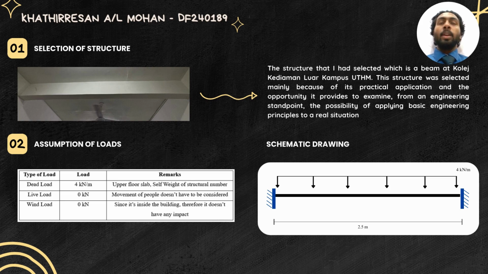Selection of structure. The structure that I had selected is a beam at College Kadiyaman, Luwa campus, UTHM. This structure was selected mainly because of its practical application and the opportunity it provides to examine, from an engineering standpoint, the possibility of applying basic engineering principles to a real-life situation. The assumption of loads has been taken as dead load of 4 kN per meter, and the schematic drawing is shown below.